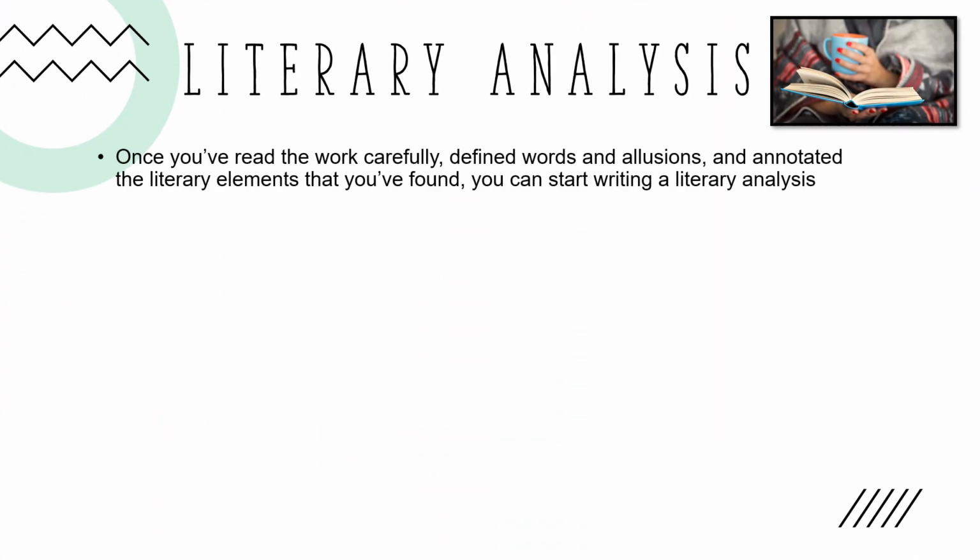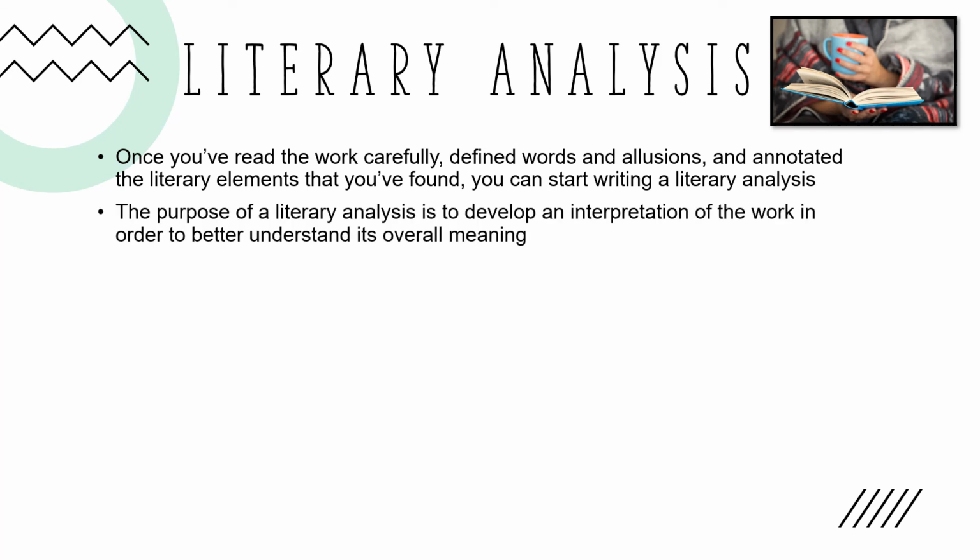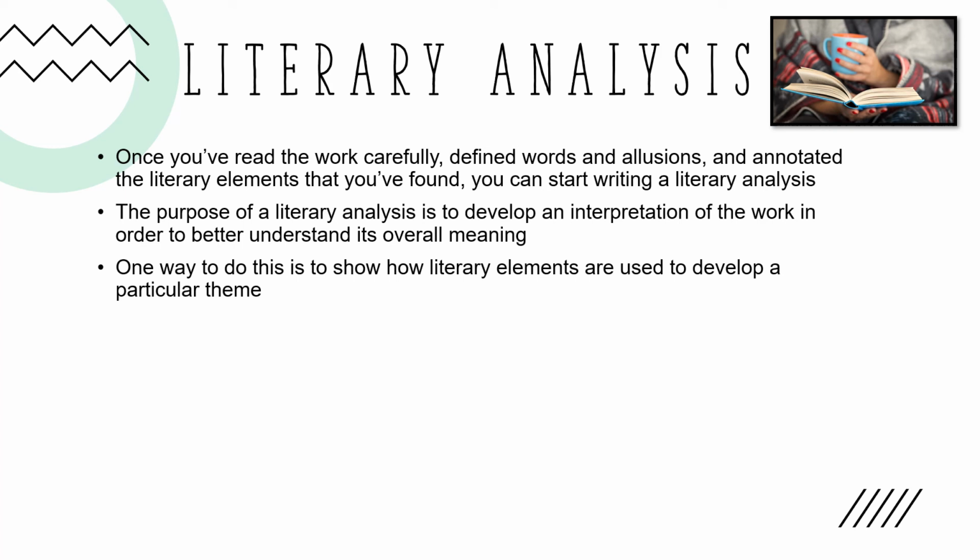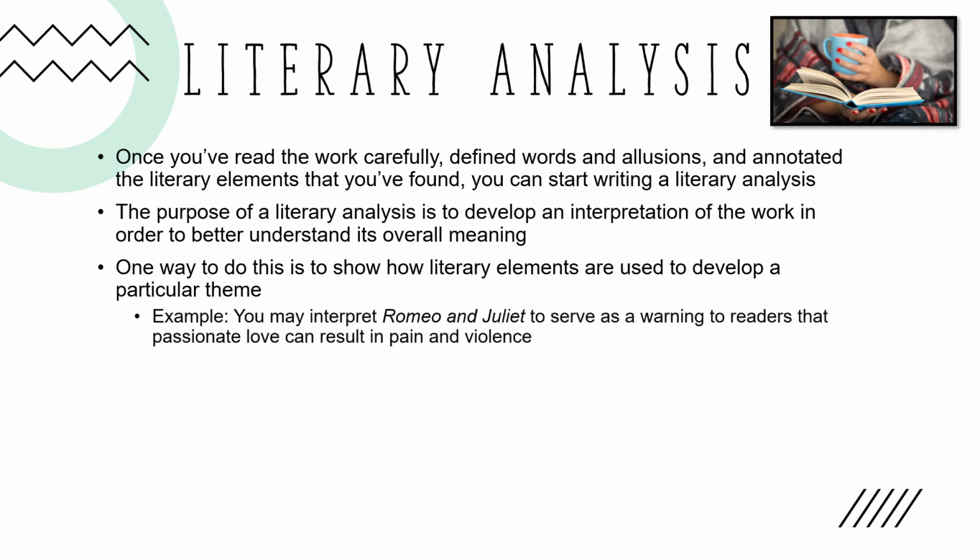Once you've read the work carefully, defined words and allusions that you're unfamiliar with, and annotated the literary elements that you found throughout the work, you can start writing a literary analysis. The purpose of a literary analysis is to develop an interpretation of the work in order to better understand its overall meaning. One way to do this is to show how literary elements are used in the story to develop a particular theme. For example, after reading Romeo and Juliet, you may interpret the story to serve as a warning to readers that passionate love can result in pain and violence.